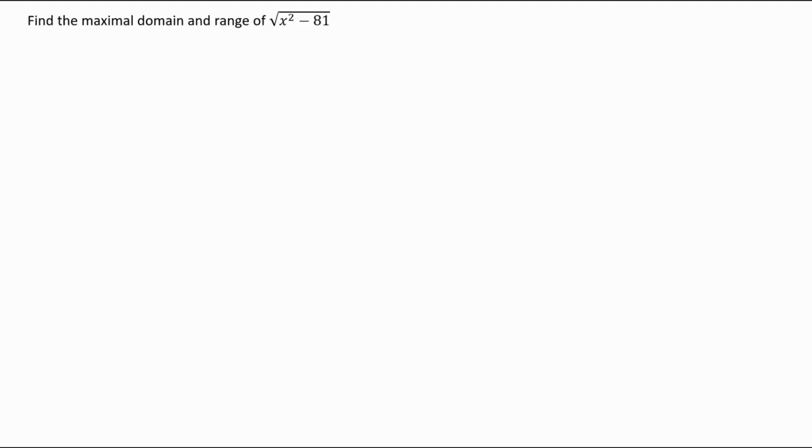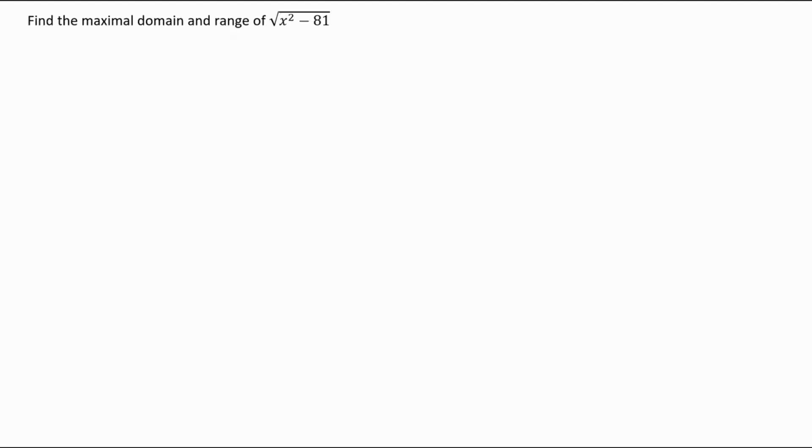So we've got a question that stuffs up a lot of students today. We've got a maximal domain and range question of a fairly peculiar function. It's the square root of x squared minus 81. Now the reason this question stuffs up so many people is because we're dealing with a square root function, but also the quadratic on the inside can cause some problems.